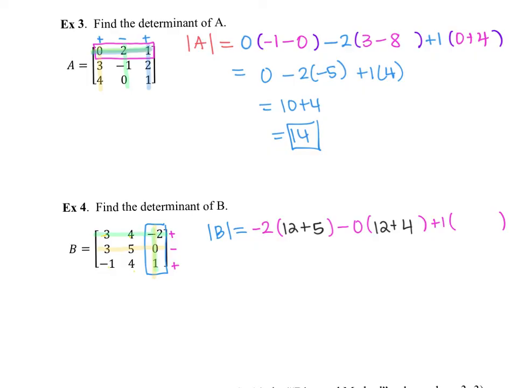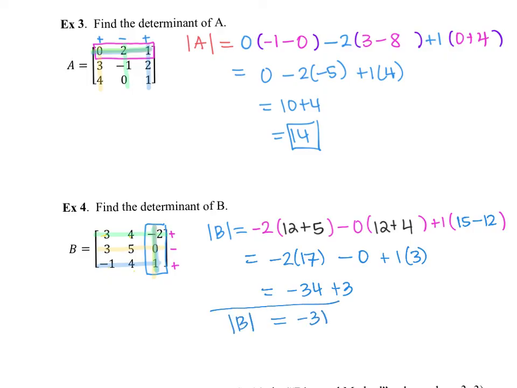And then if I go to entry 1, if I ignore the row and column that entry 1 exists in, and I find the determinant of the remaining matrix, that's 15 minus 12. And thank you for showing your work. Okay, let's calculate this. -2 times 17. This is just 0, which is why I didn't really need to calculate the minor there. So for the determinant of matrix B, I got -31.